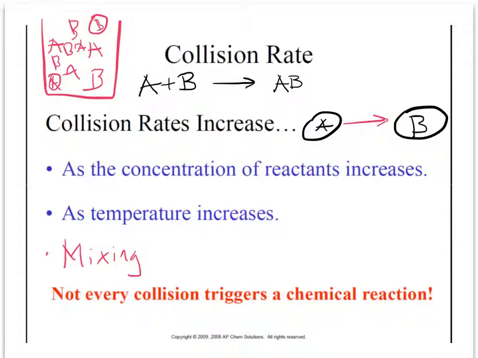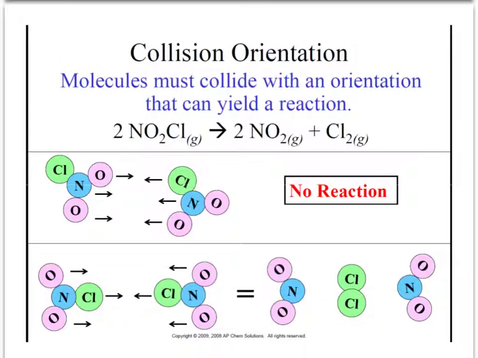Something to note is that not every collision triggers a chemical reaction. So not every girl that you meet is going to end up being a date. Not every A that bumps into B is going to form an AB. They have to hit with a proper orientation and a proper speed as well. So here's what I mean by that.